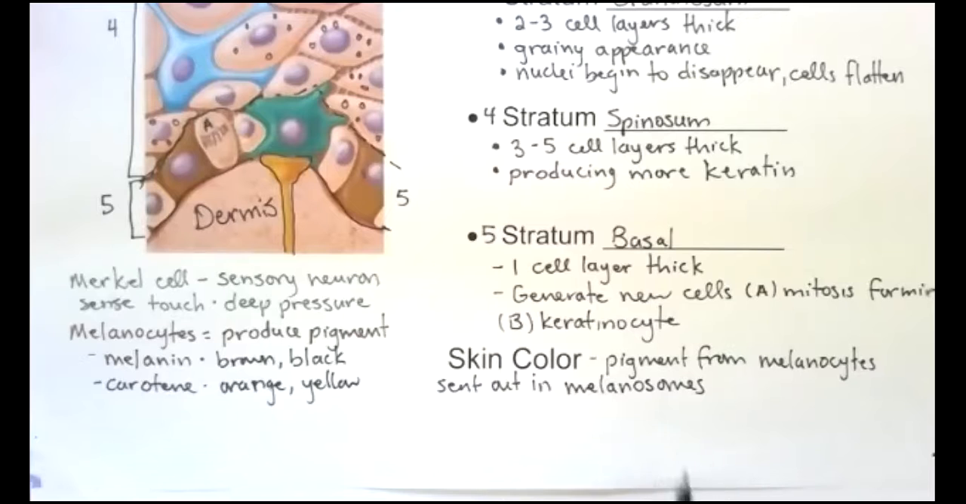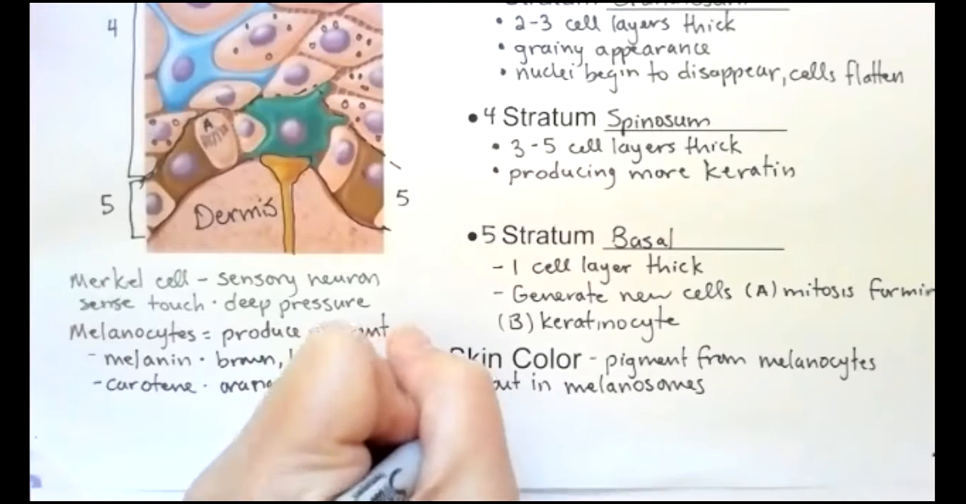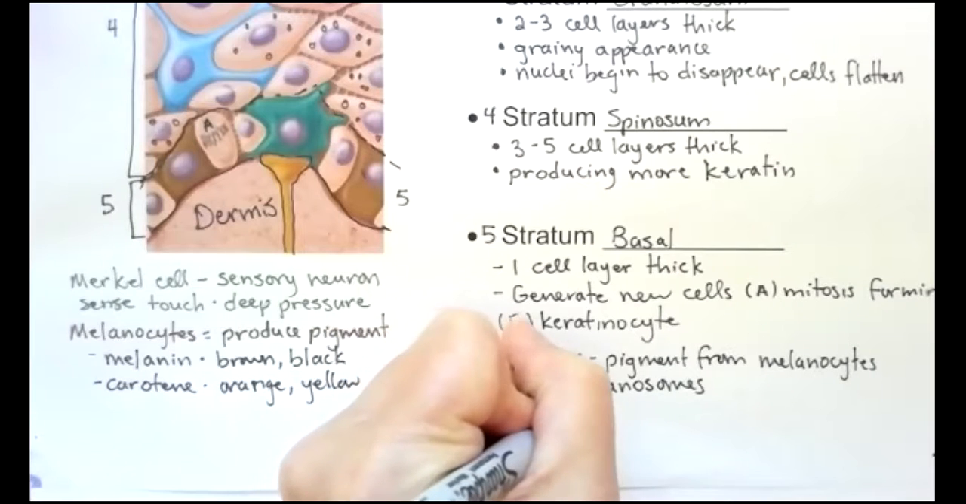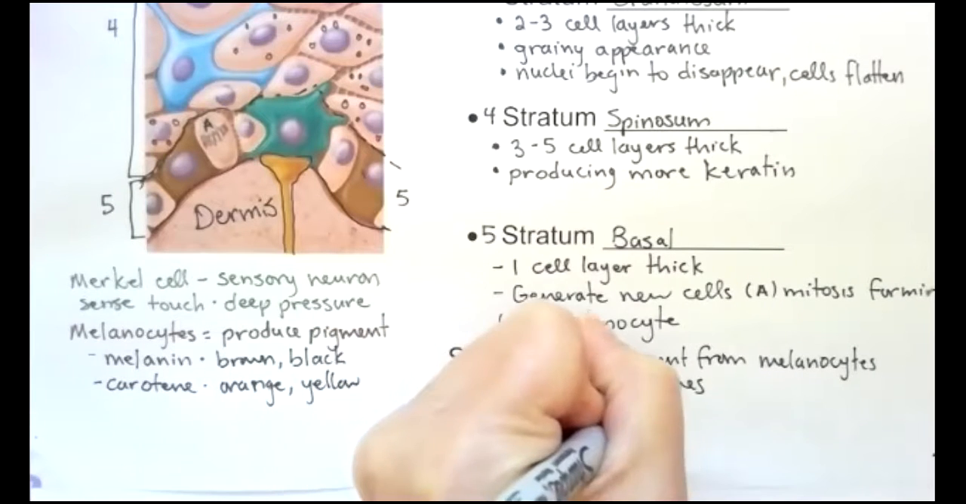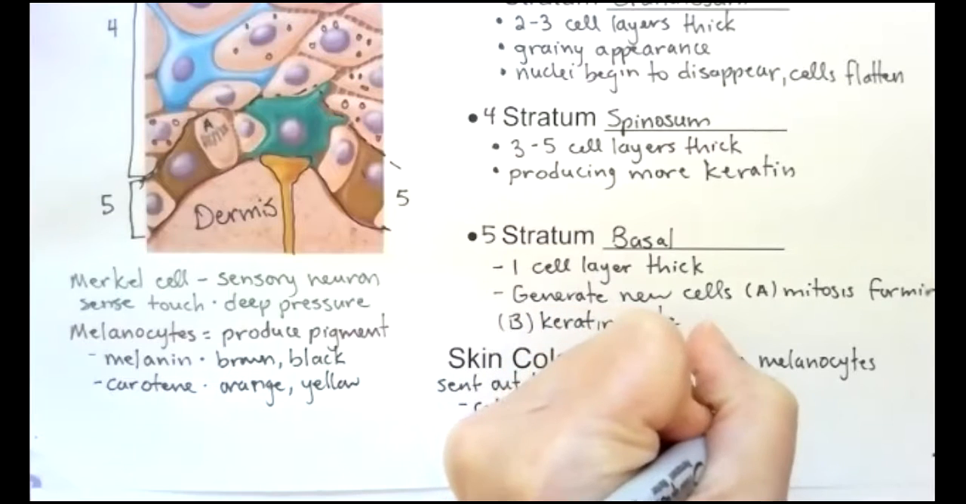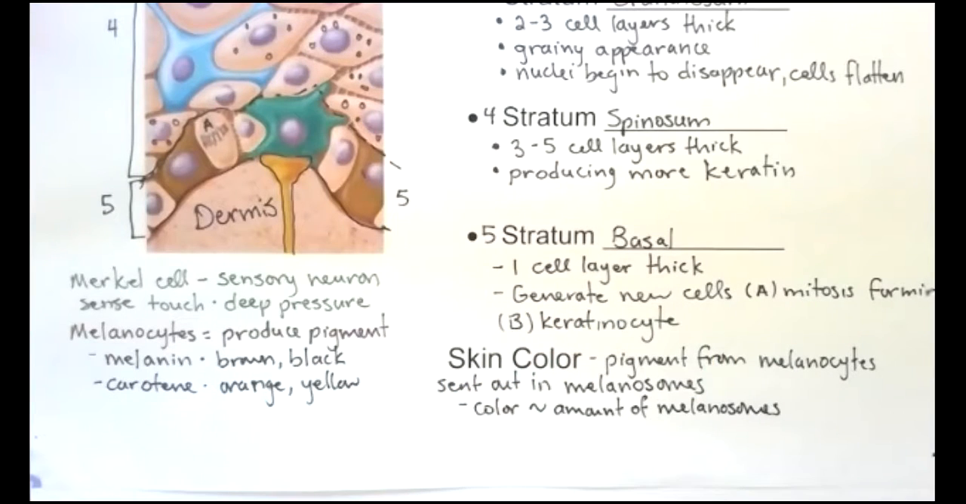So with darker skin, your melanocytes are working harder, they're producing more melanosomes. The color is proportional to the amount of melanosomes. And if you're Caucasian especially, it's more pronounced.